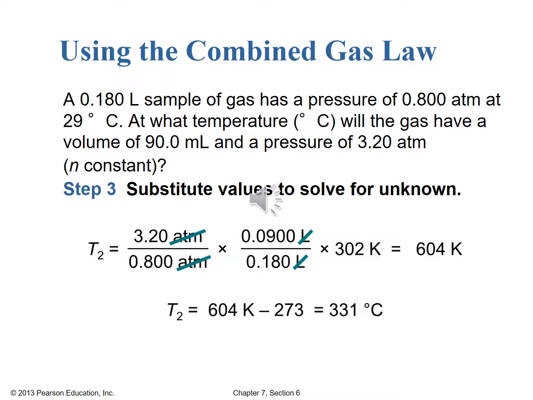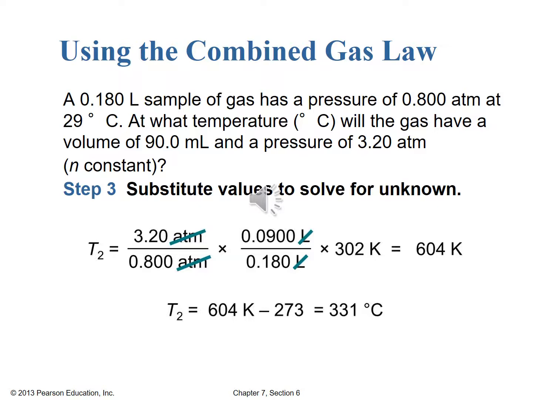And finally, moving into step 3, where we substitute those values to solve for our unknown, we have T2 equals 3.20 atmospheres divided by 0.800 atmospheres times 0.0900 liters divided by 0.180 liters, and finally times 302 Kelvin gives us a final temperature T2 of 604 Kelvin.